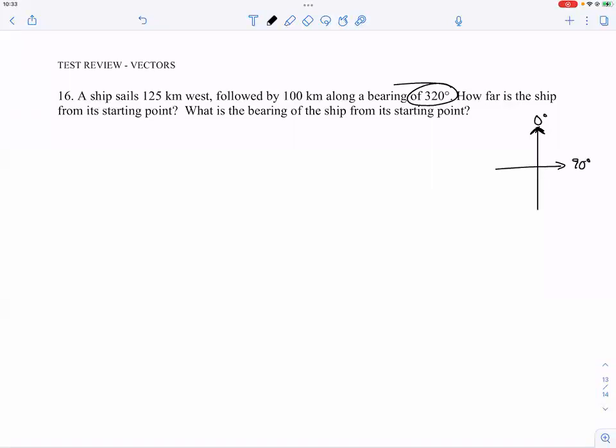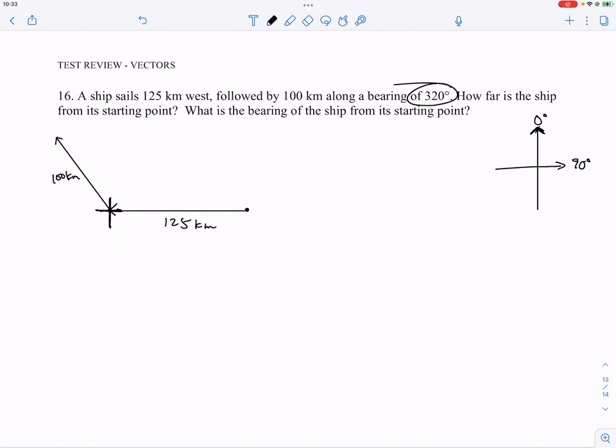So a ship is going to sail in the west direction for 125 kilometers, followed by 100 kilometers along a bearing of 320 degrees. So I'm going to draw a cross right here. Then 320 degrees will be somewhere right here, and that's 100 kilometers. How far is the ship from its starting point?